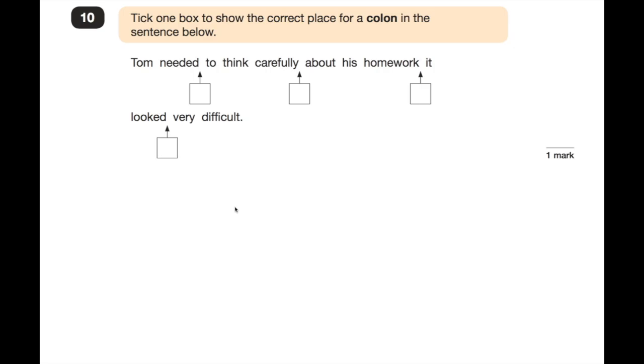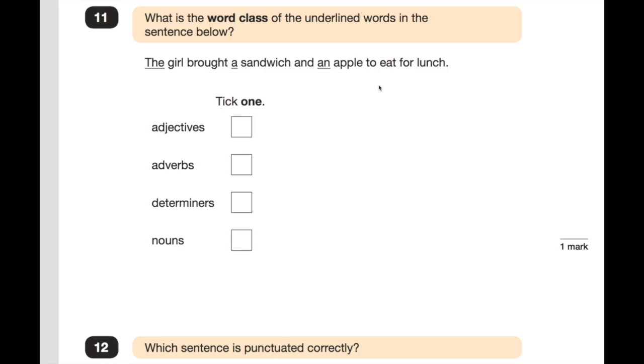Number 10, it's asking you to insert a colon into this long sentence to make it make sense. And we know we would put a colon in when we have two separate pieces of information that have a cause and effect relationship. So Tom needed to think carefully about his homework. It looked very difficult. The fact that it looked very difficult is a new bit of information. It links back to the fact that he had to think carefully about his homework. So the colon goes in here. There's a natural pause there as well, which is another indicator that the colon could go in. Number 11, what is the word class of the underlined words?